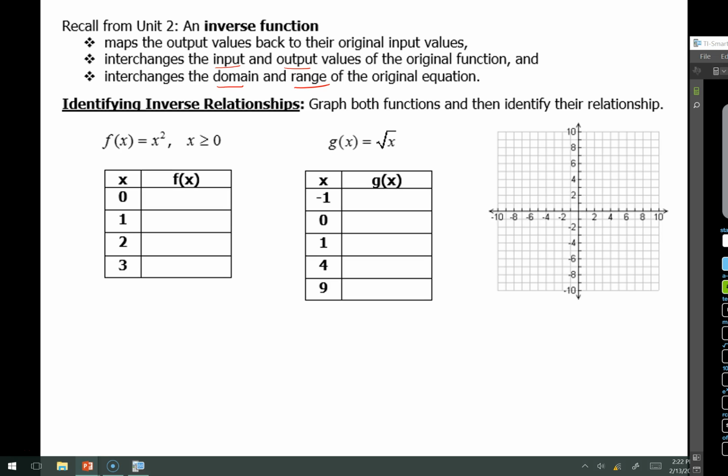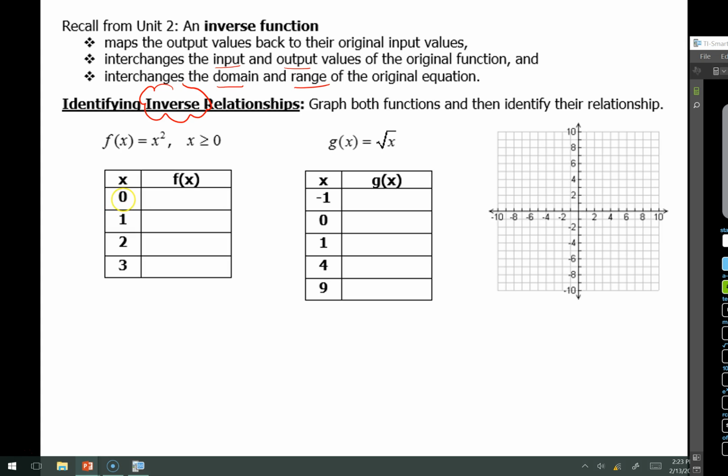So let's look at two graphs, two equations, and look at their relationship, which is an inverse relationship. So this first function, f of x is equal to x squared, where x is greater than or equal to 0. This is just a parabola because this is x squared. There's nothing fancy going on. The origin's going to be at 0, 0 because there's no h and k values, and there's no a value out front, so it's going to be standard, just like the parent.